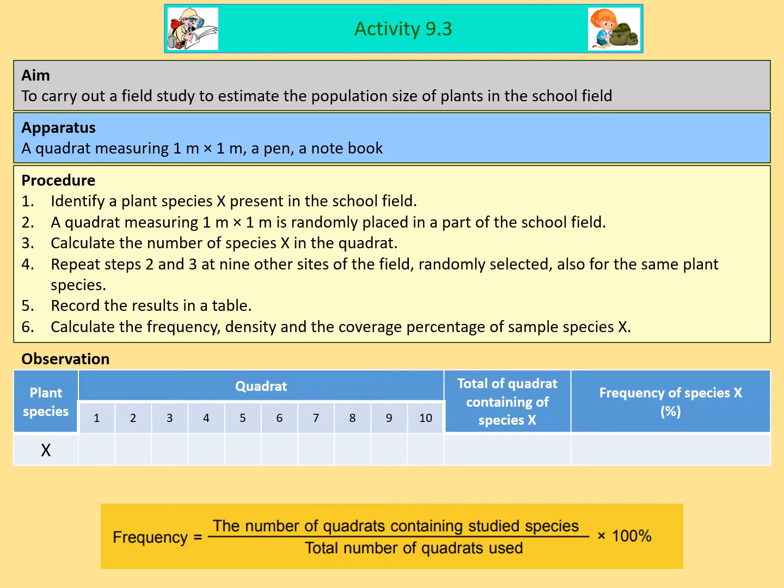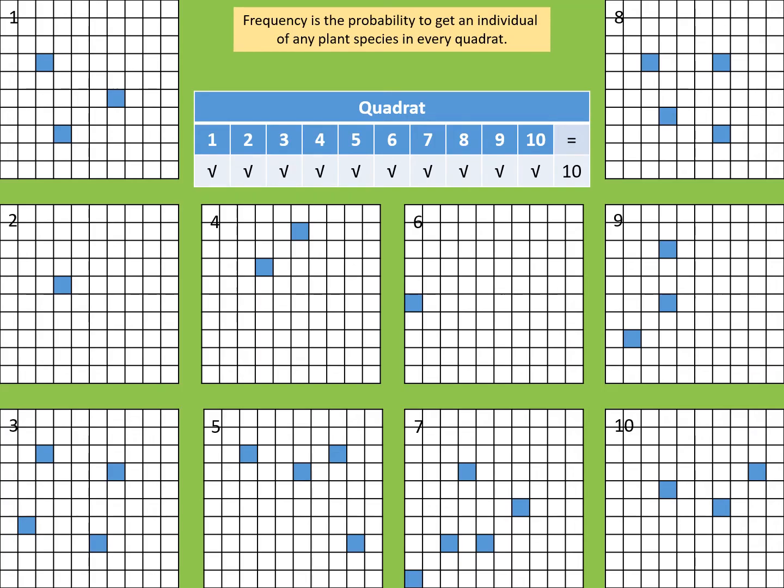Okay, this is the table. There are 10 quadrats. We count the total quadrats containing species X, and we need to know the frequency of species X. This is the formula: frequency equals the number of quadrats containing the studied species over the total number of quadrats used, times 100%. This is an example of a result we obtained. Frequency is the probability of finding individuals of any plant species in every quadrat.